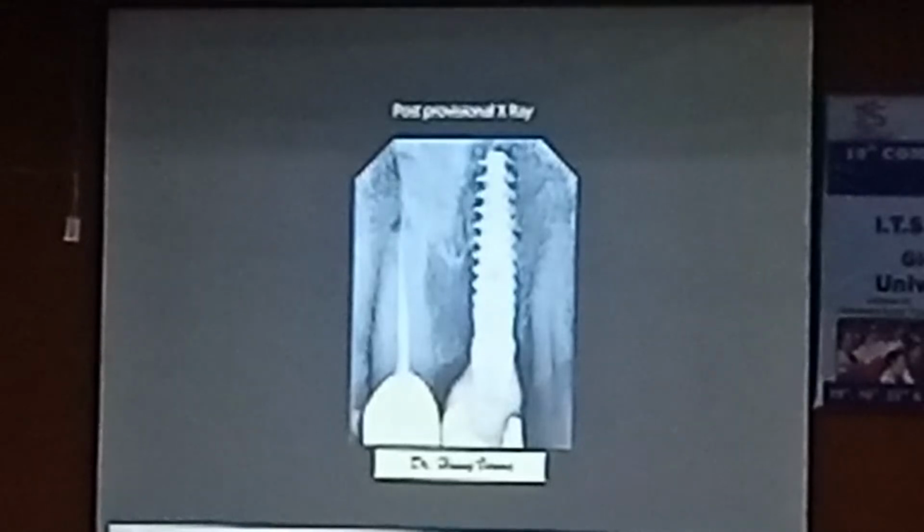Ask if you have any doubt till now, because the GBR and the socket shield are both different techniques. So it should be clear in the mind in which cases we are going for the GBR and in which cases we are going for the socket shield.